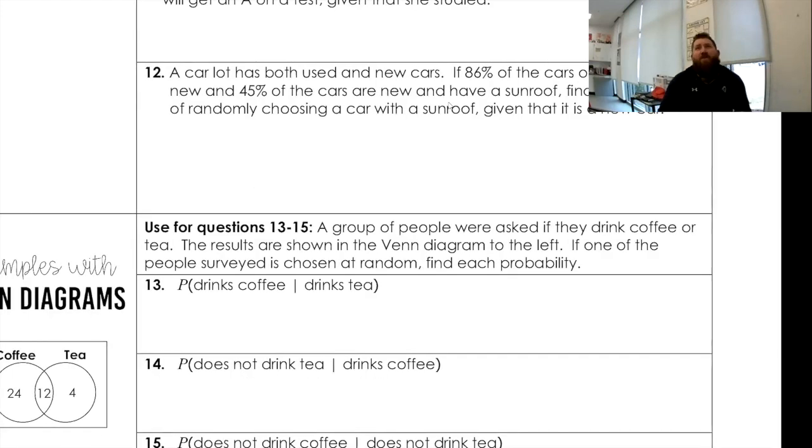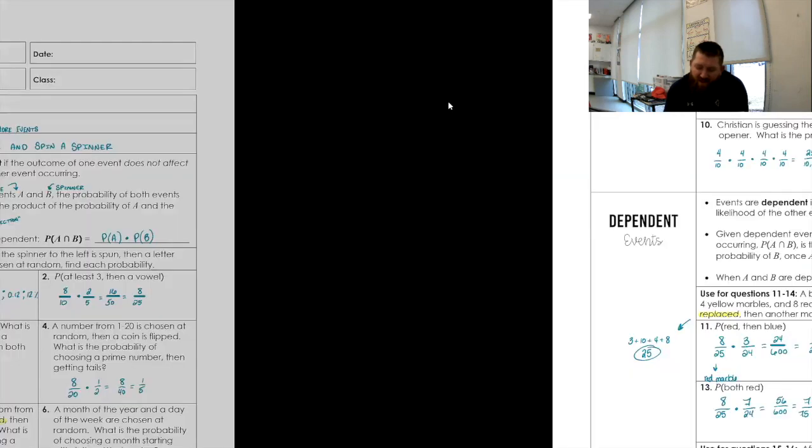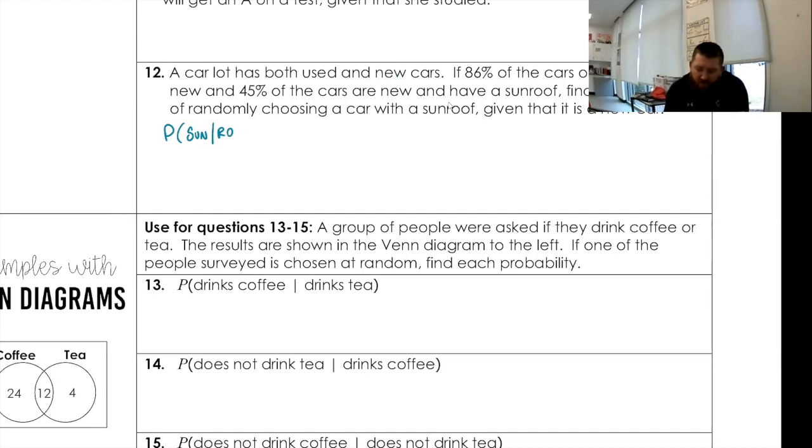A car lot has both used and new cars. If 86% of the cars are new and 45% are new and have a sunroof, find the probability of randomly choosing a car with a sunroof given it's new. So probability of sunroof given that it's new.